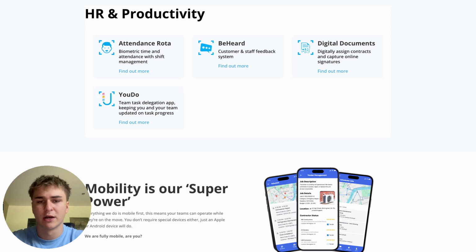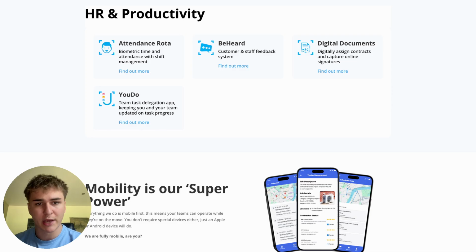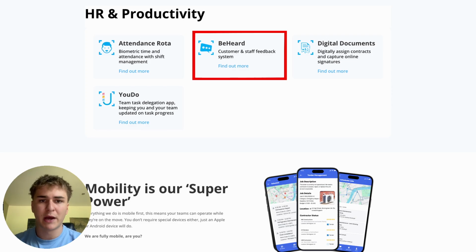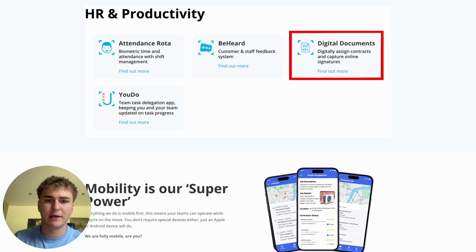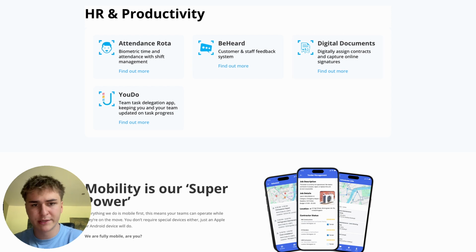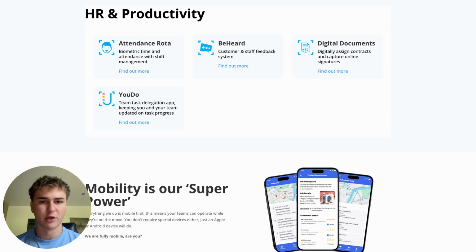Finally, we've got our HR and productivity tools. Attendance Rota helps businesses manage shifts and attendance across multiple teams and locations. Be Heard helps collect feedback from both customers and staff, making it easier to spot issues and opportunities for improvement. Digital Documents helps reduce paperwork by allowing businesses to send documents, collect signatures, and keep everything stored digitally. At the very bottom here we have Udo, which helps teams assign and track tasks so everyone knows what's been done and what still needs attention.